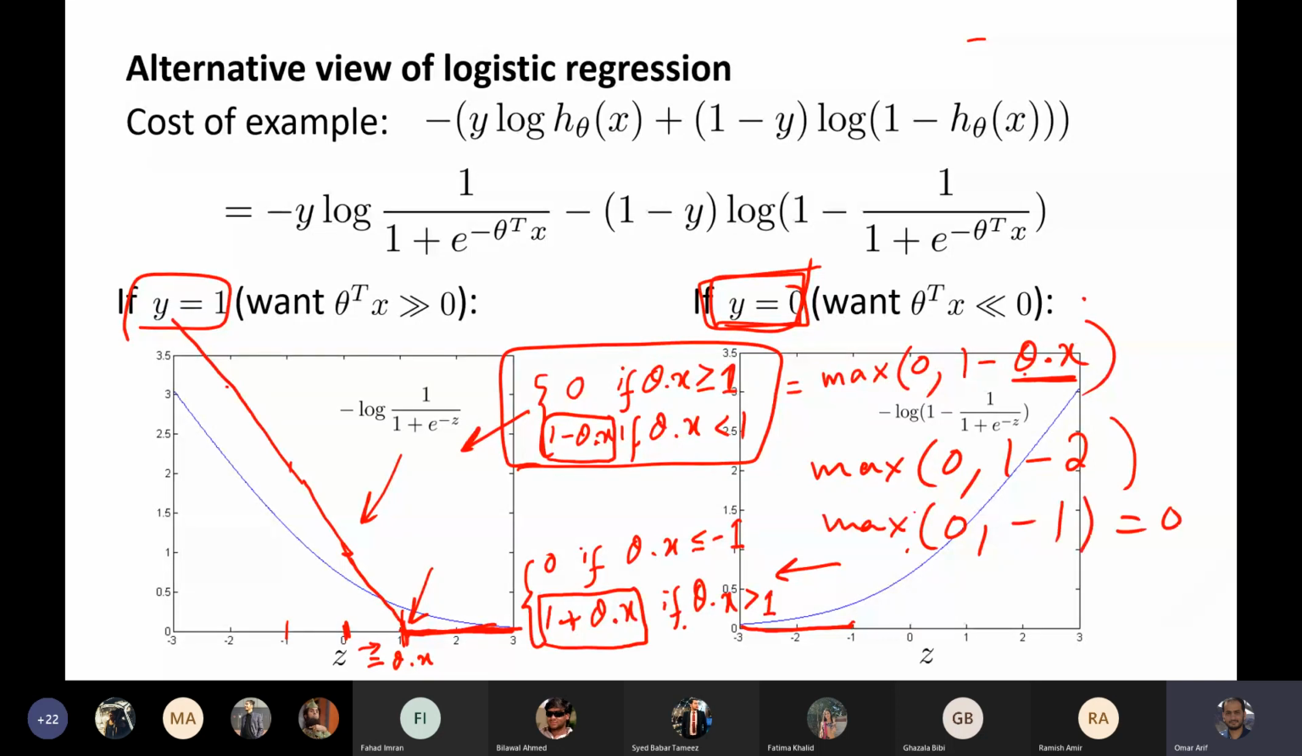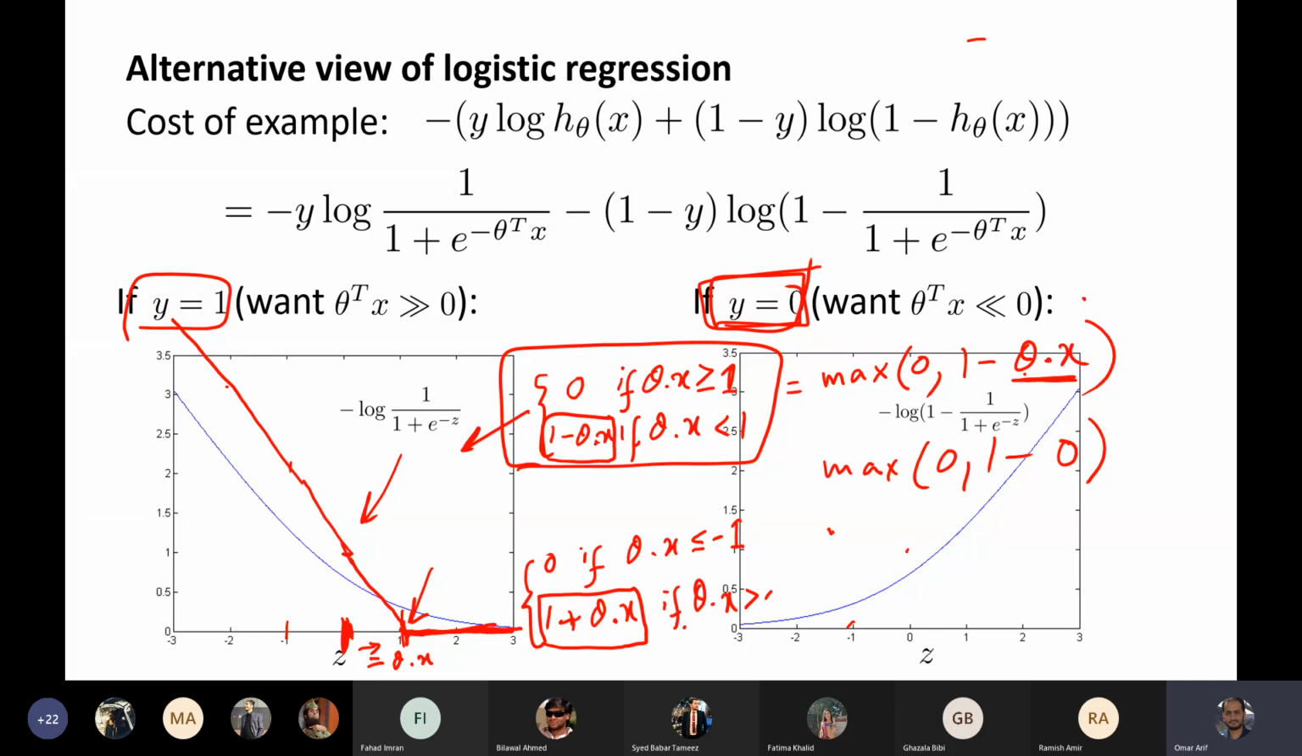And for all values less than -1, this value will be negative. For example, starting from the case when theta dot x is, let's say, 0. I'm talking about the case here. When theta dot x is 0, then max of 0 and 1 is 1. So I am getting the error as 1, which is what we want. Okay, so this is how we are going to write it in equation form. Similarly, here also we can write it as max of 0 and 1 plus theta dot x.